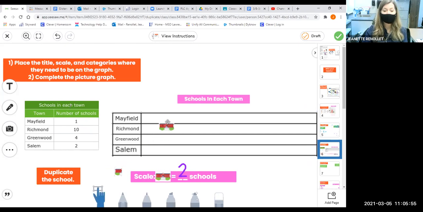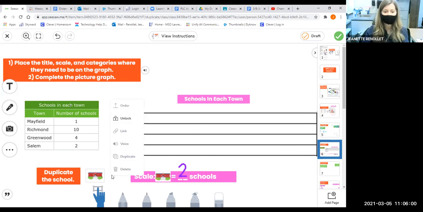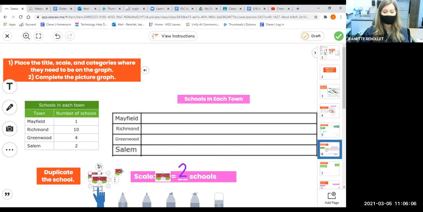Remember, when we're moving our pictures over, you need to duplicate them. You can push the ... and unlock it. Then you can push duplicate. Or if you know how to do Control-C and Control-V, you can do that. There's 2 strategies for you to copy.